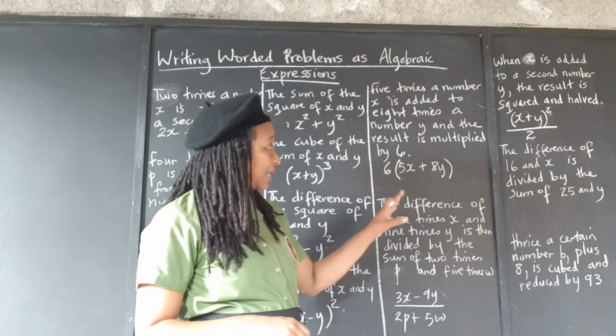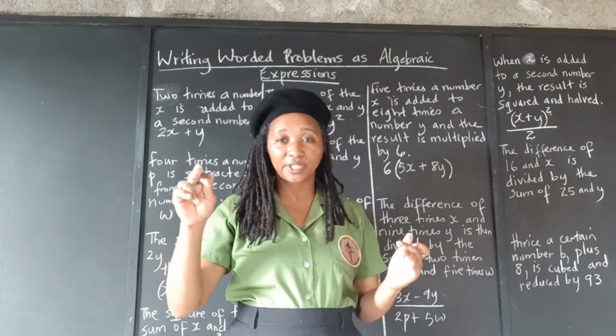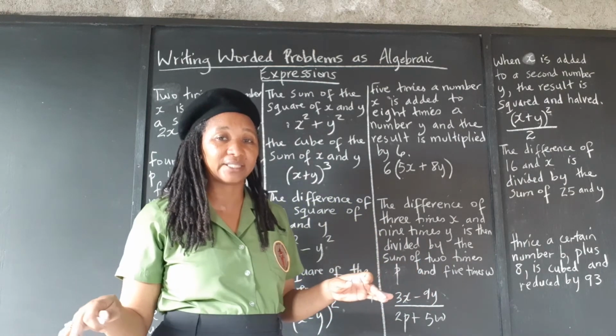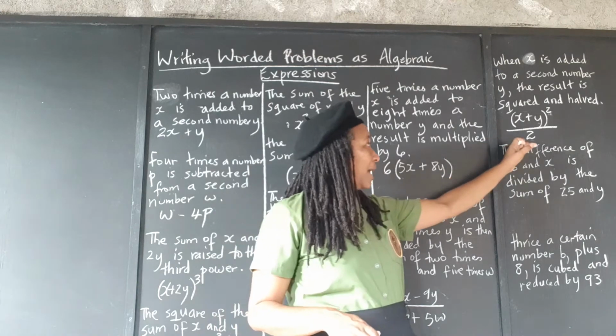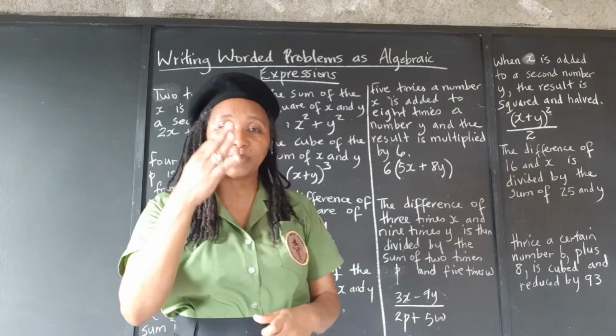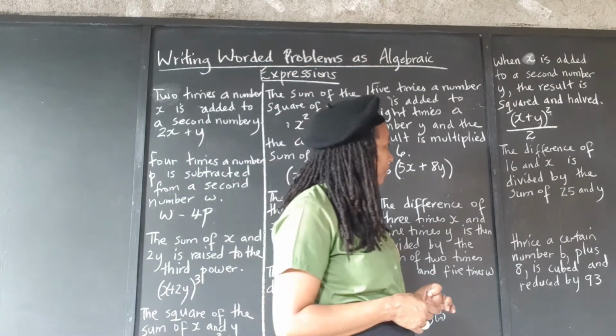Alright, so we add the x and y, put the bracket to show that we're going to square that result, and then we put a line under all of that to say we're dividing that by 2, we're halving it. To halve something means to split it into 2 equal parts. So we're dividing it by 2.